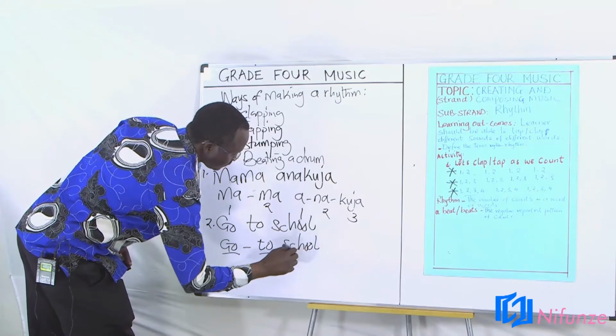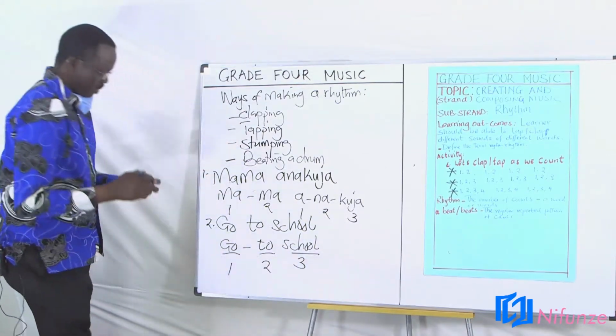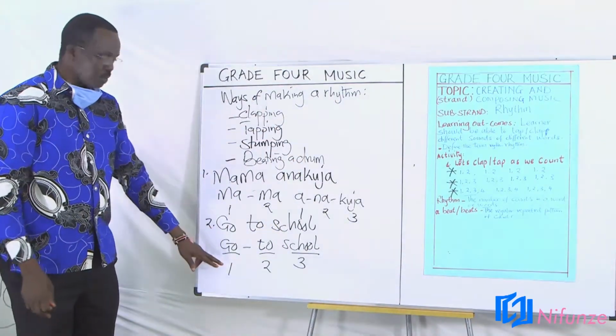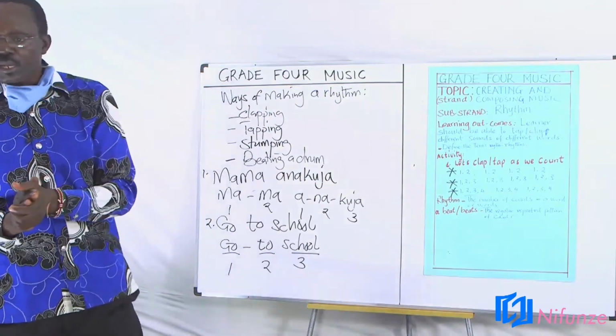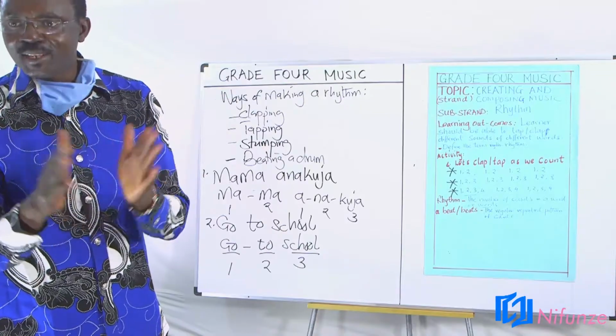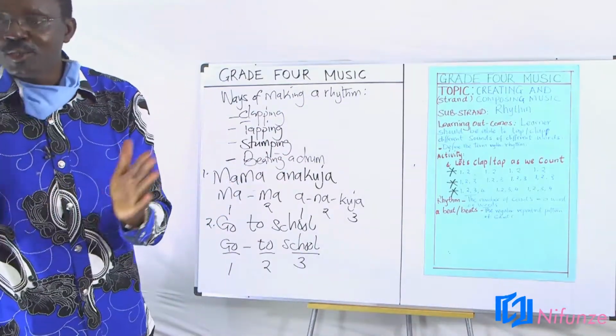This one counts 1, 2, 3. So the second one is go to school, 3 counts. Go to school. Clap once. 1, 2, 3. Clap. 1, 2, 3. You can clap or tap. Clap. 1, 2, 3.